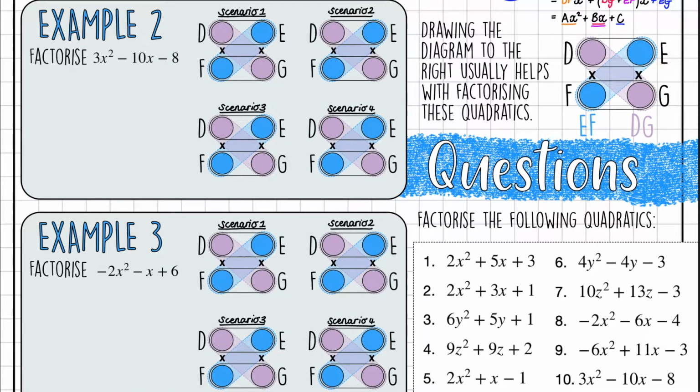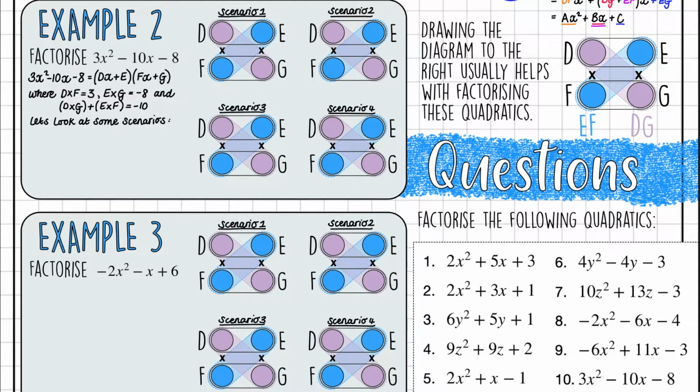Again, we have a quadratic, and we know that when we factorise a quadratic, it is going to look like the following. Bracketed dx plus e times bracketed fx plus g. And we also know from our rules that d times f must equal 3, e times g must equal minus 8, and dg plus ef must equal minus 10. The next thing to do is look at some scenarios.